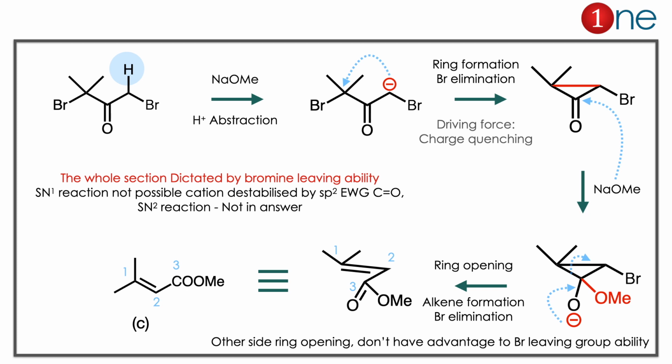The concept you have to learn here is that the whole reaction is dictated by bromine leaving group ability. The anion forms and tries to eliminate the bromine. It happened twice, that's why you have a rearranged product.